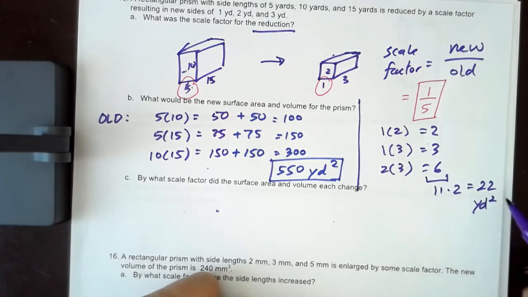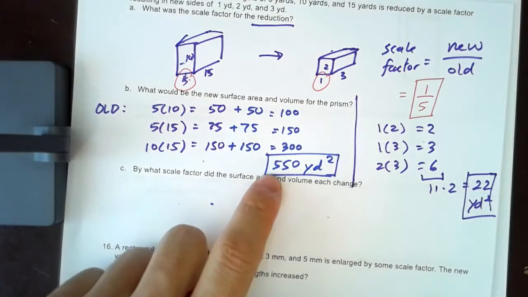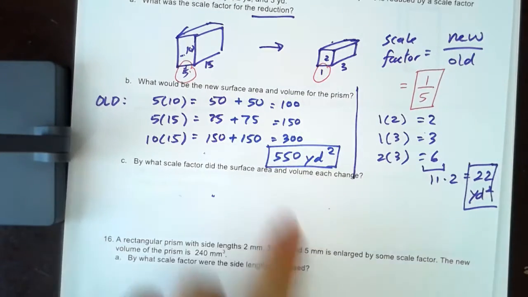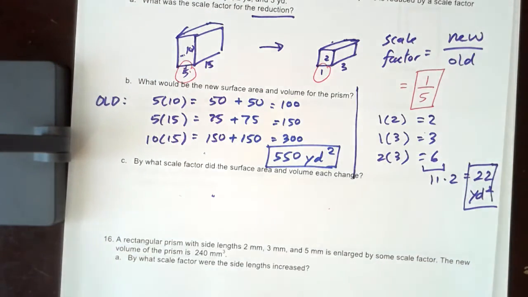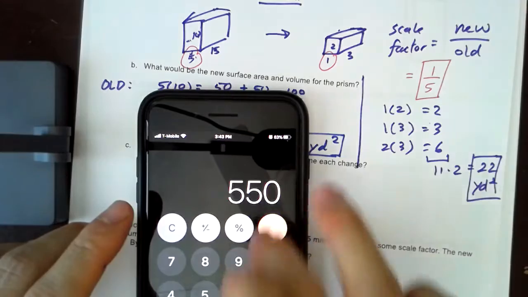And you're like, wow, Mr. Quo, the surface area of this new one is only 22 yards squared. The surface area of this old one was 550. That's a lot smaller. How many times smaller is 22 compared to 550? Well, let's see.